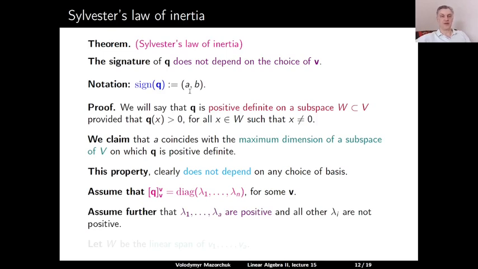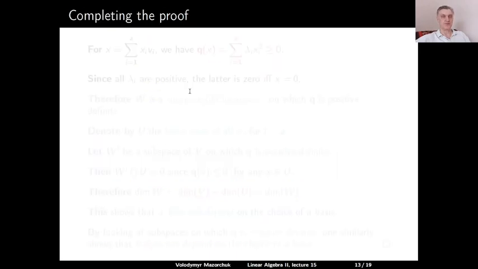Assume further that exactly lambda 1 and so on lambda A are positive and all other lambda i's are not positive. So we organize our diagonal matrix so that it starts from the positive eigenvalues. Let W be the linear span of V1 and so on, VA. So these are exactly the eigenvectors for these positive eigenvalues.